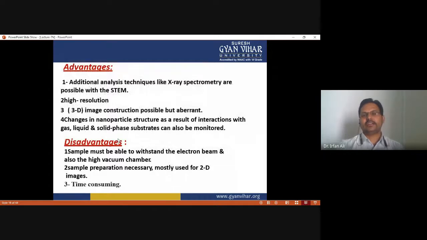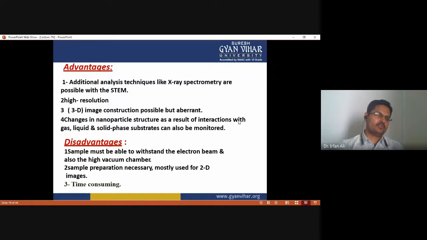What are the advantages of using transmission electron microscopy? Additional analysis techniques like X-ray spectrometry are possible with the use of STEM, it has high resolution, and 3D image construction is possible, and changes in the nanoparticle structure as a result of interaction with a gas, liquid, or solid phase substrate can also be monitored.